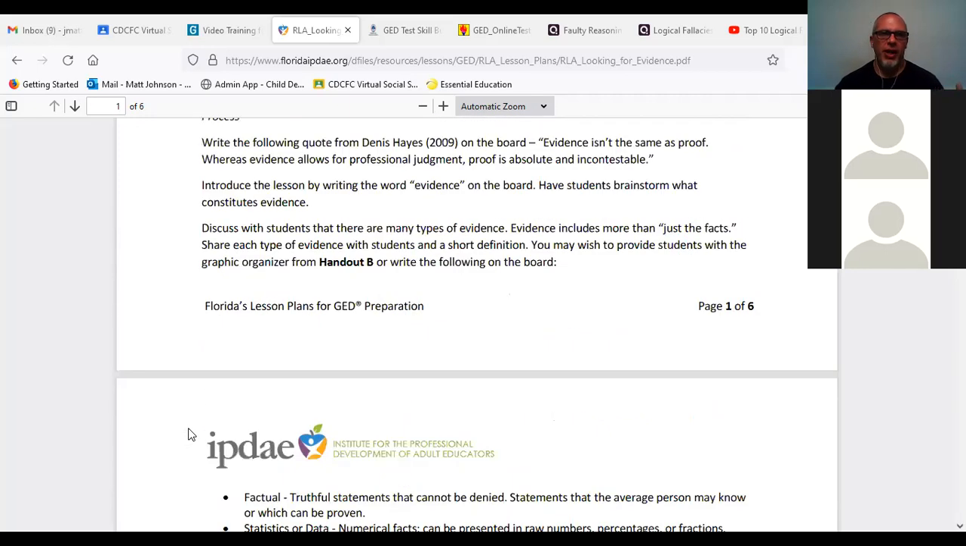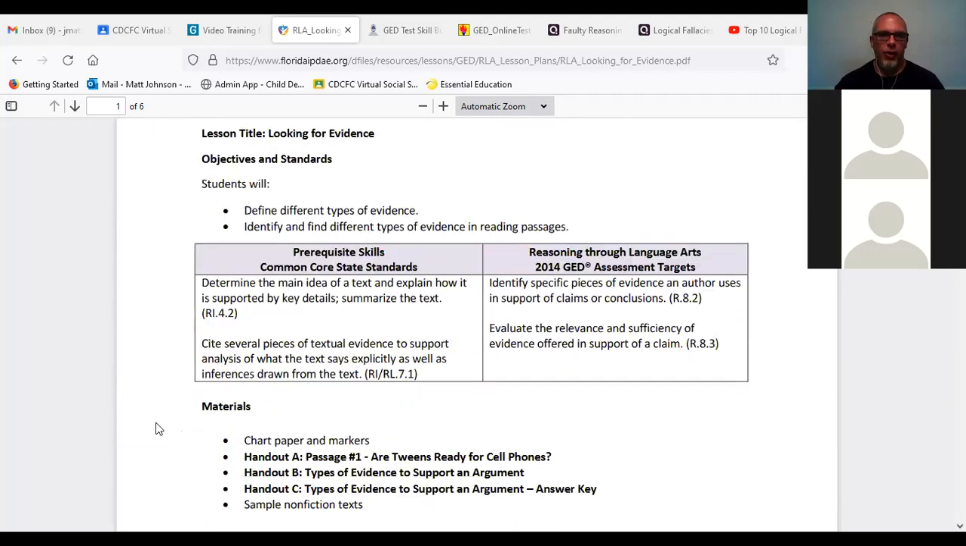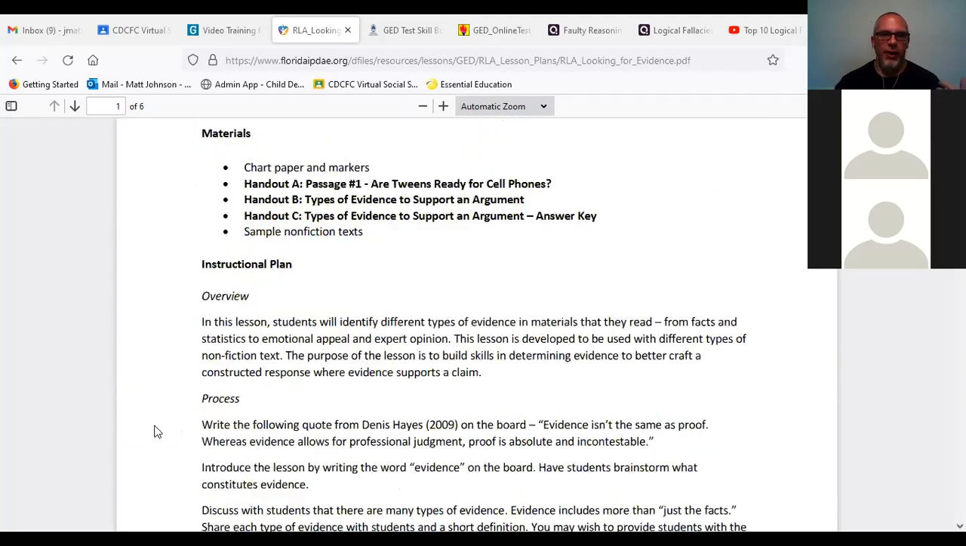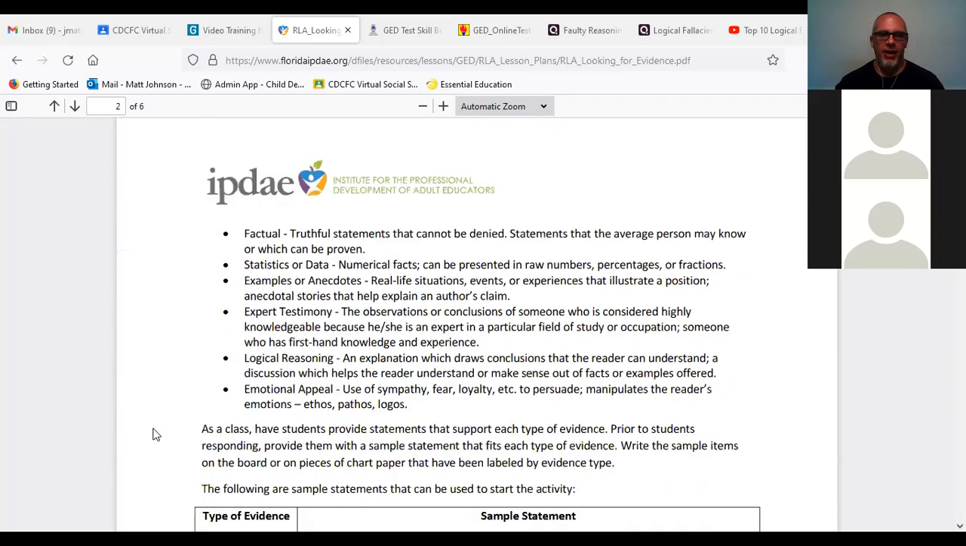But first off, right, when we talk about evidence, what is evidence? What are we looking for? What do we mean by evidence? So here's our explanation. So all this falls under evidence. Factual, right? So truthful statements that cannot be denied, statements that the average person may know or which can be proven. So the sky is blue, right? That's a fact. Germany lost World War II. That's a fact. They are verifiable.